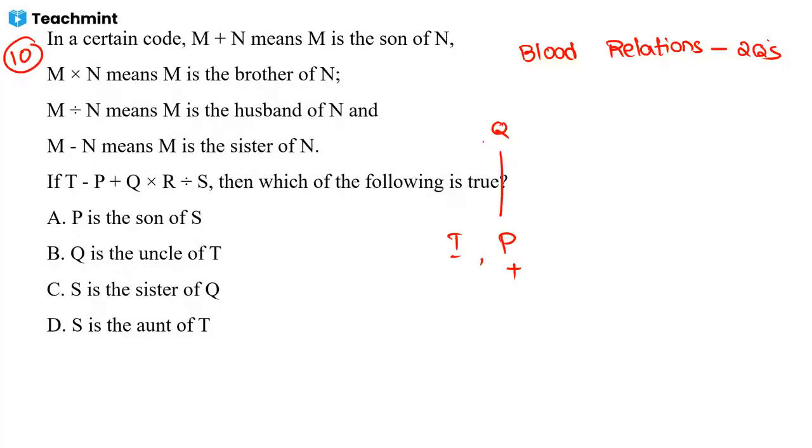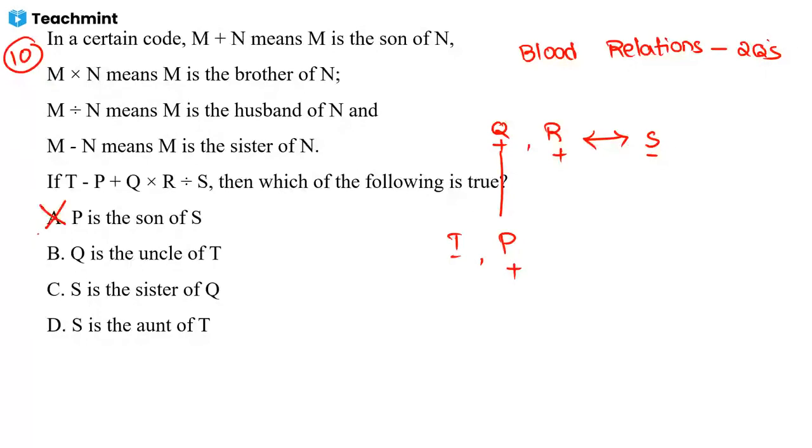Q is brother of R. R is husband of S. This is the info we have. Now P is son of S. No, P is son of S.